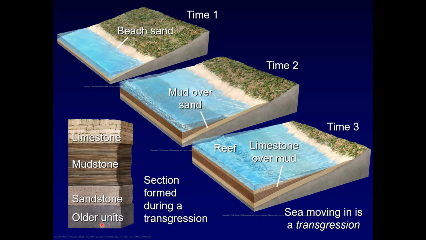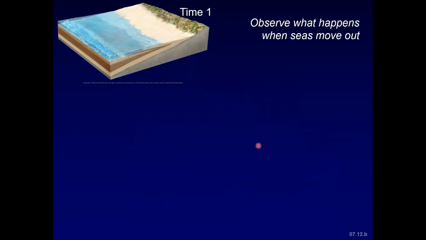So these are older units. We might not know what they are. They could be anything really, but sandstone is deposited, over which is mudstone, and lastly limestone. During a transgression, we expect to see those things in that order. But when seas move out, it's going to be somewhat opposite.